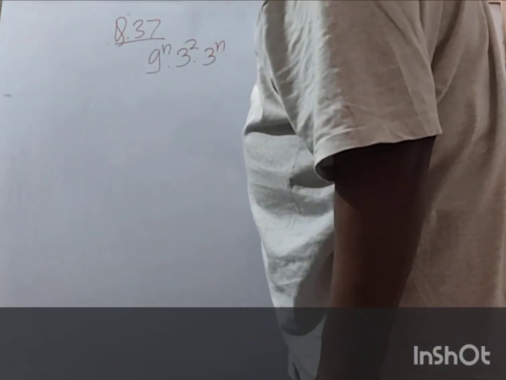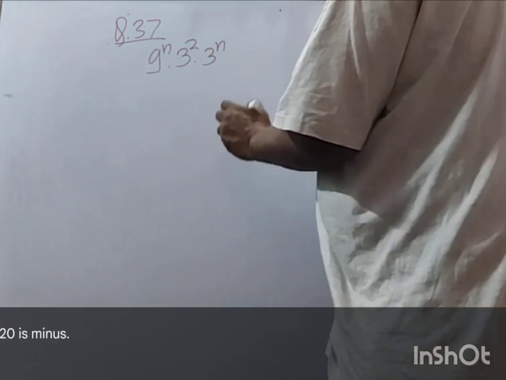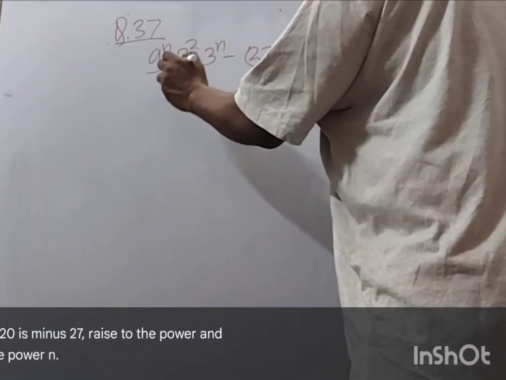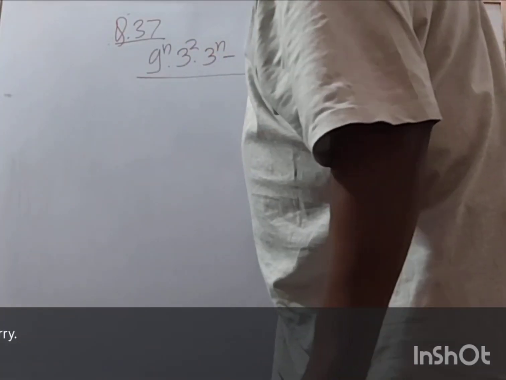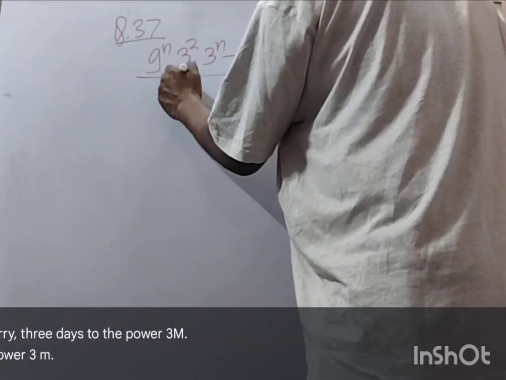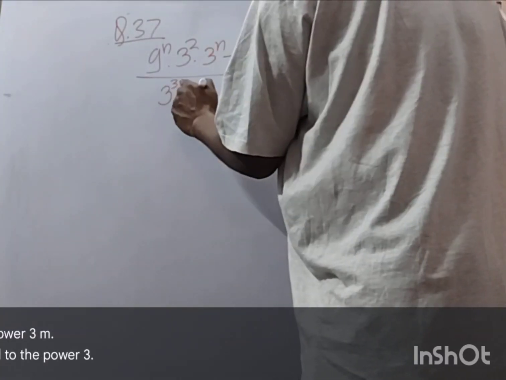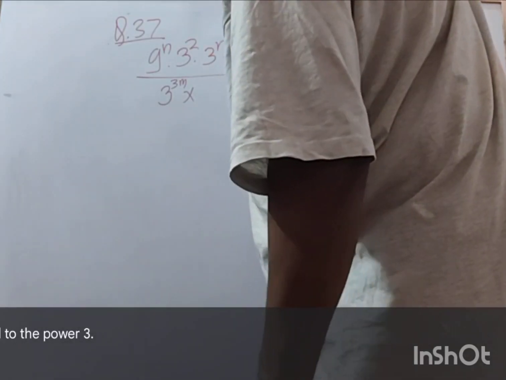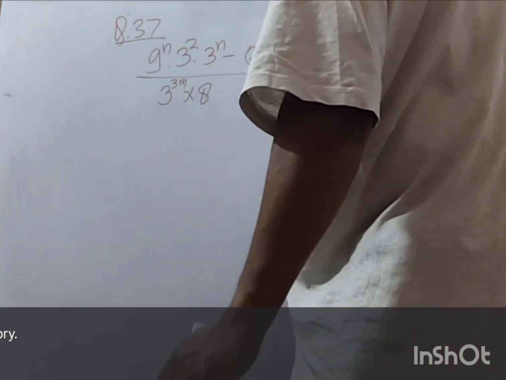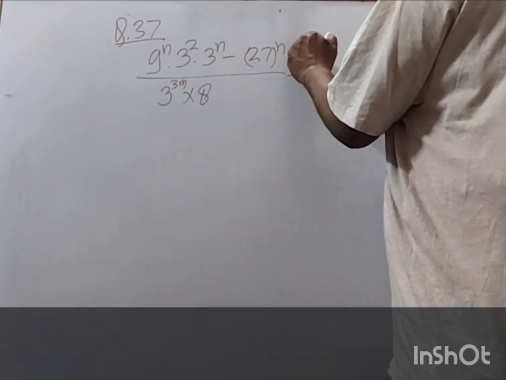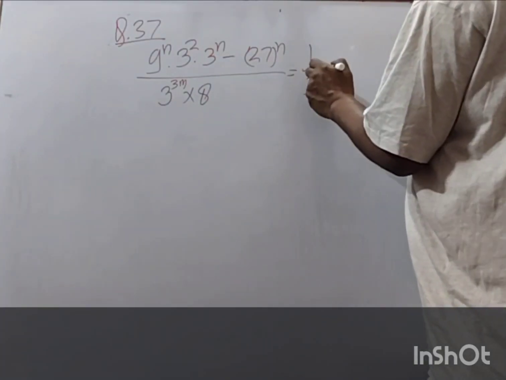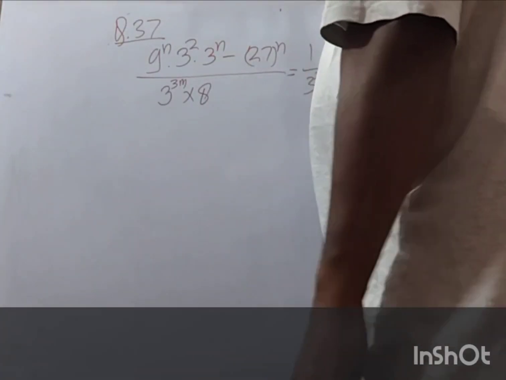Minus 27 raised to the power n, upon 3 raised to the power 3m into 2 raised to the power 3, is equal to 1 upon 27. 2 raised to the power 3, you write 8. 27 is 3 raised to the power 3. Yes, sir. Right?